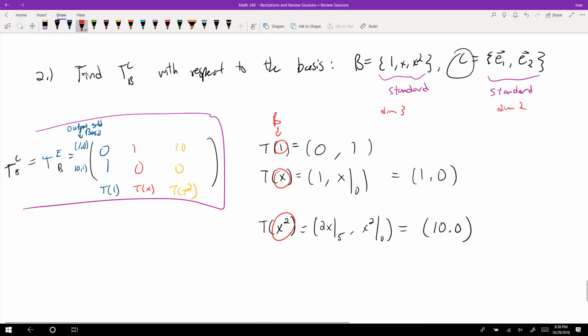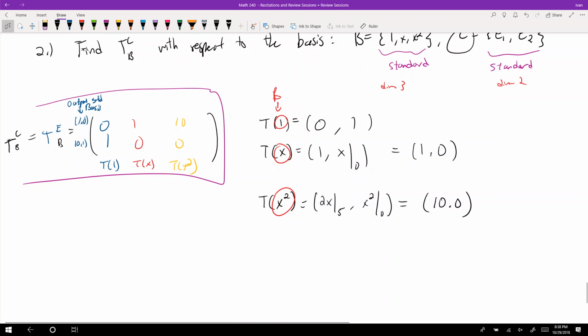If C were not the standard basis, then I would need to find a change of basis matrix from what to what? You got it backwards, because this output is in E, and I need to end up at C. So I need to find the change of basis from E to C. So in this case, if we wanted to do it, we would find P from E to C. Here's C, here's E. What do I put in C?